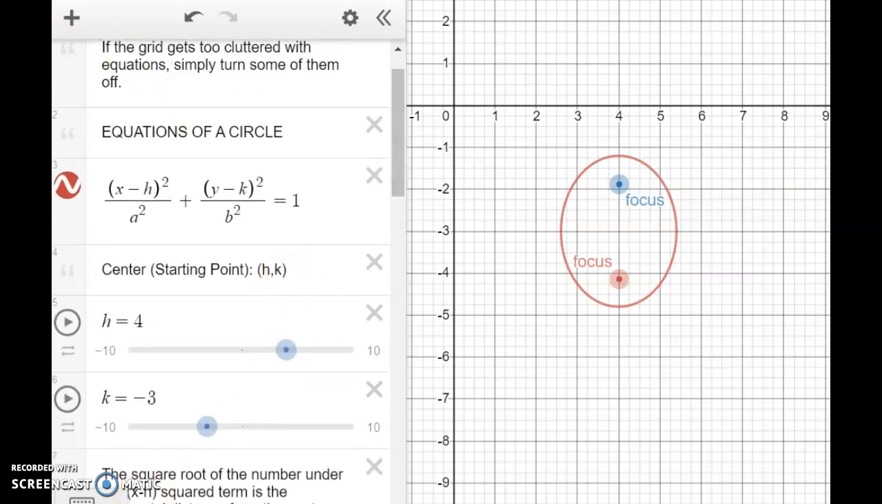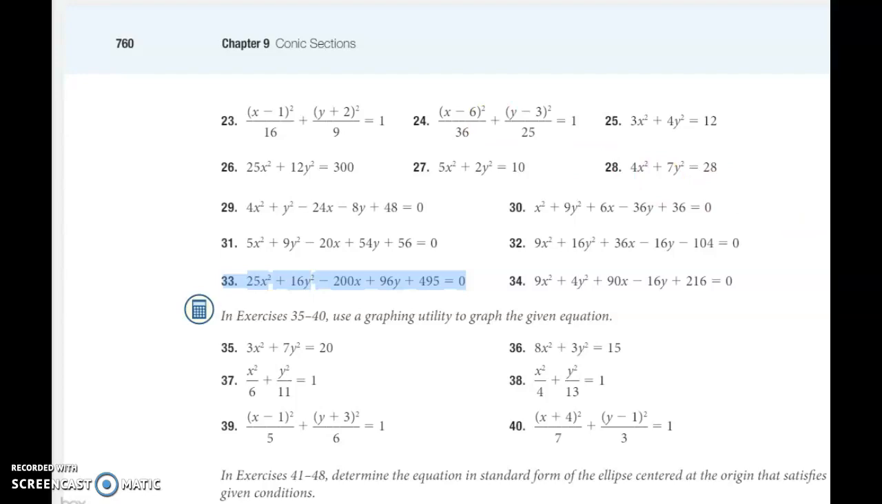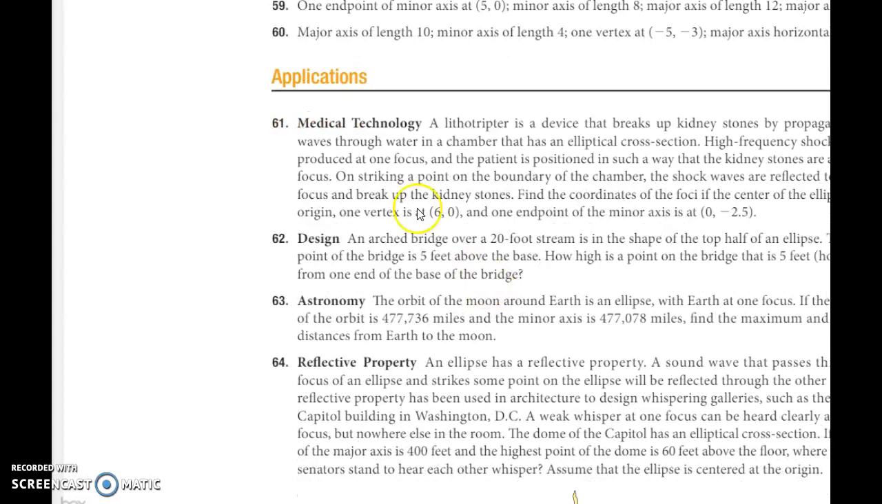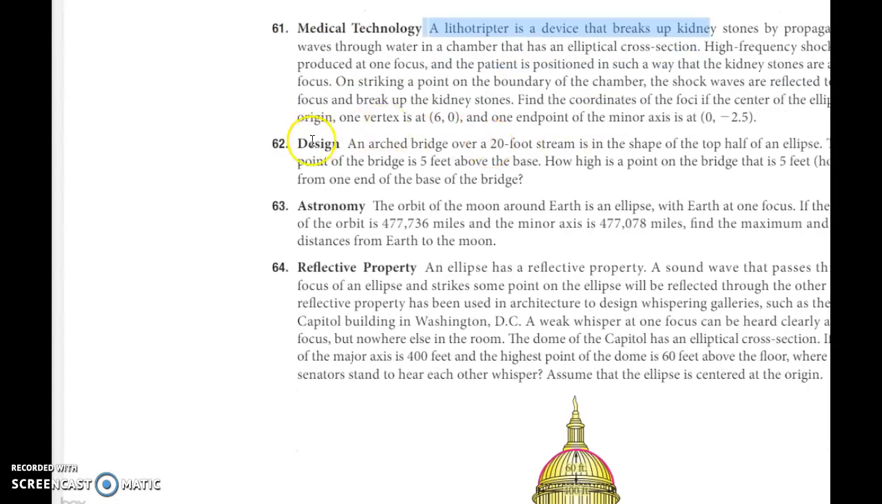All right, let's look at a few applications. So I'm going to go back here to the book and go down here. There's such as medical technology, a lithotripter is a device that breaks up kidney stones. Oh, okay. Look at it in just a moment. An arched bridge may have the shape of the top half of an ellipse. In astronomy, we do a lot about ellipses because planet orbits are ellipses, and this particular one is really kind of interesting to me. When I stared at this a year ago, I was thinking, really?